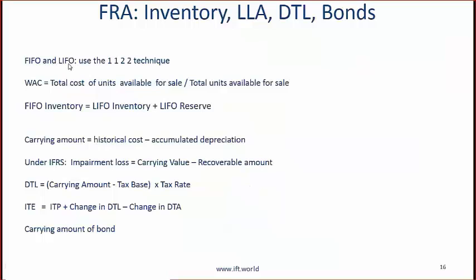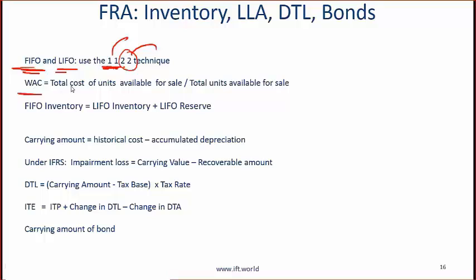FIFO and LIFO, to understand what's going on, I want you to use the 1-1-2-2 technique. So no real formulas here. So with FIFO, you assume that you buy an item worth this, then this, then this, then this. And with LIFO, it's last in, first out. So with FIFO, these 2 will be sold first, and these 2 will be kept in inventory. With last in, first out, you assume that you sell the 2 first, and then you are left with 1-1. Based on that, all the balance sheet items and ratios will make sense.